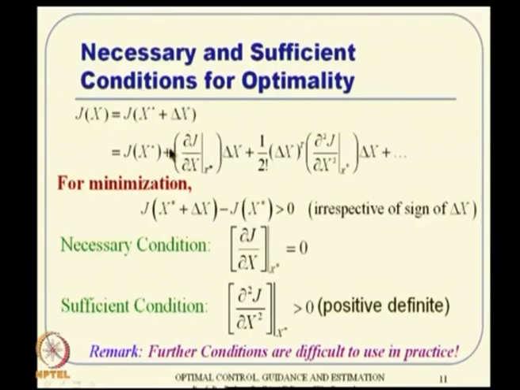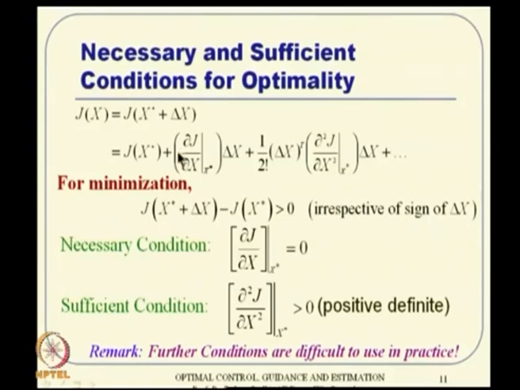Remember, the first term is j of x star, plus the linear term del j by del x evaluated at x star into delta x, plus the second order term, which is 1 by 2 factorial delta x transpose into the Hessian matrix times delta x, and then higher order terms. We will not be very adventurous to go to third order, fourth order derivatives. It is still possible to write, but mathematically they are quite complex to write in long algebra. So, let us see the idea first in this context, and most of the time this is sufficient for us.